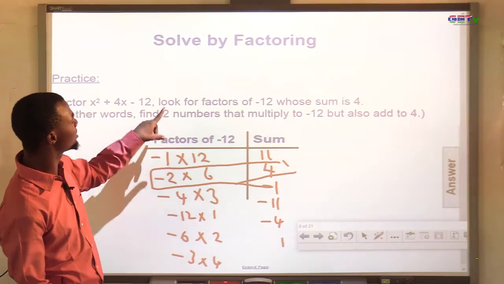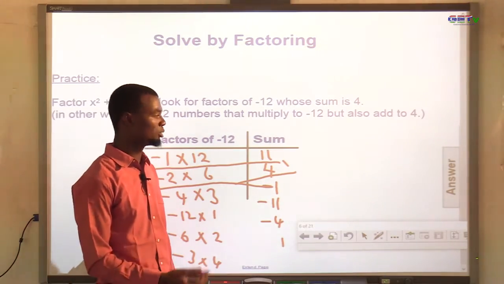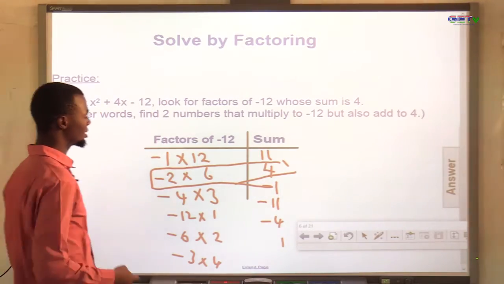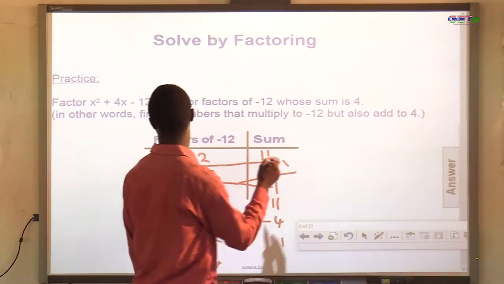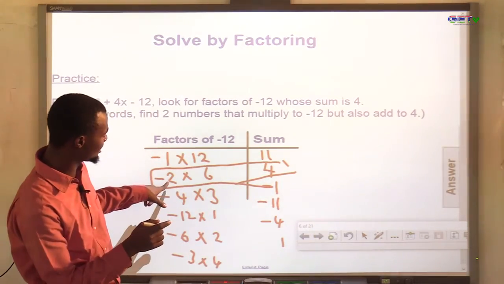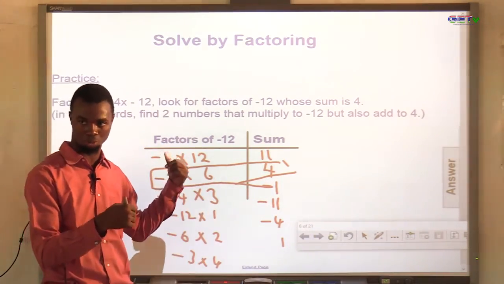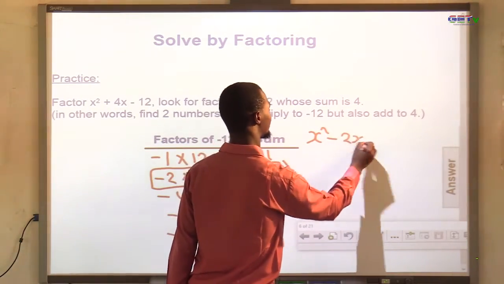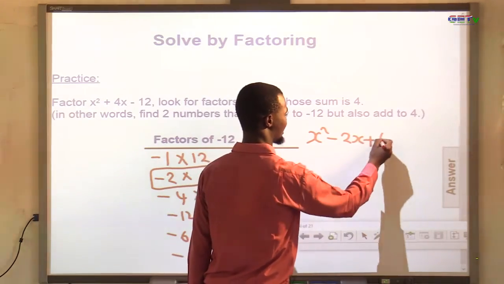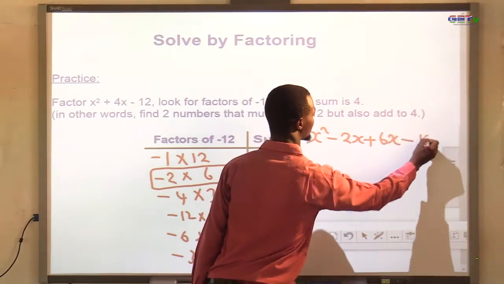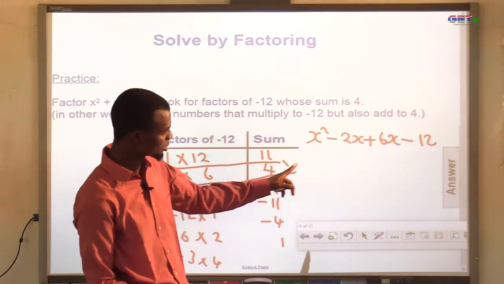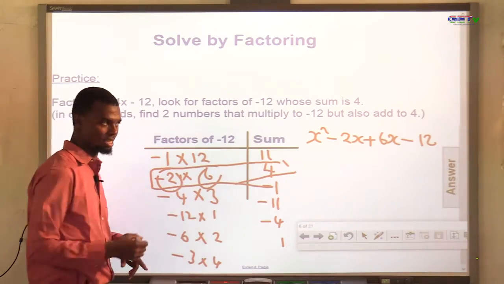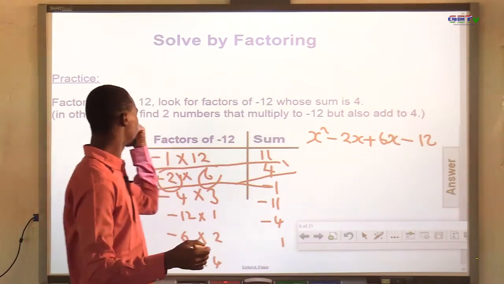You take them, put them in the place of b, and you factorize the expression as we factorized the other one. How do we do that? Our b there is 4. We replace it with negative 2 and positive 6 at that spot. We'll have x squared minus 2x plus 6x minus 12. X squared minus 2x, that is this 2, then plus 6x, that is this 6 here. That is what takes the place of 4 there.